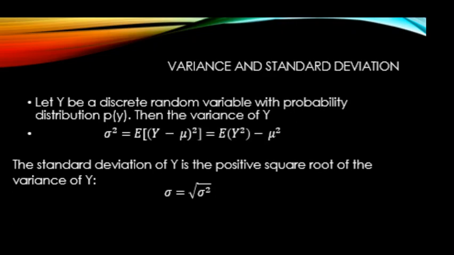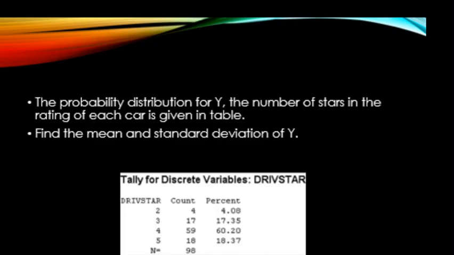We can also find the variance and standard deviation of our discrete random variable. So it's sigma squared for the variance, and the way we calculate this is the expected value of (y minus mu) whole squared. Another way of writing this is the expected value of y squared minus mu squared. In the next slide, we will see how to solve this. Standard deviation is simply the square root of the variance. So again, we can find this using the same formula.